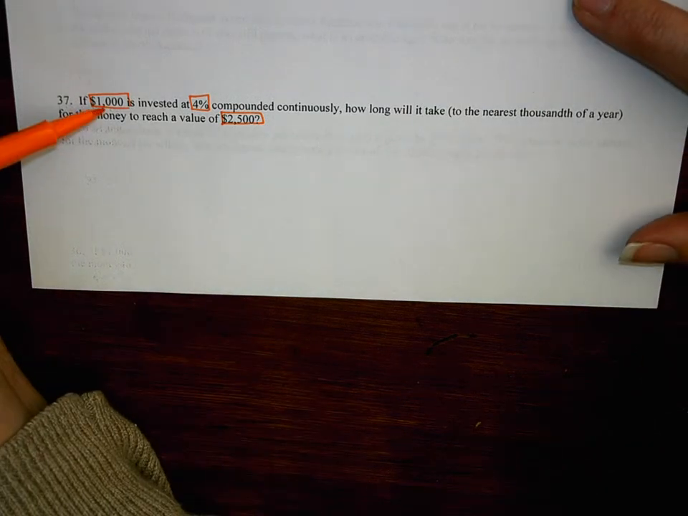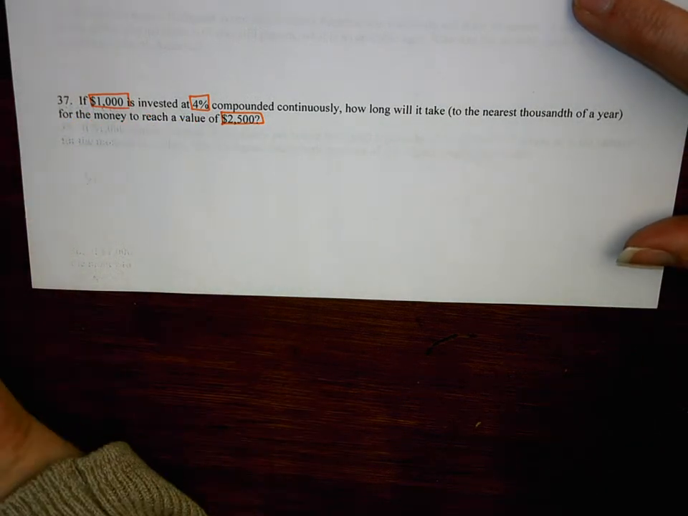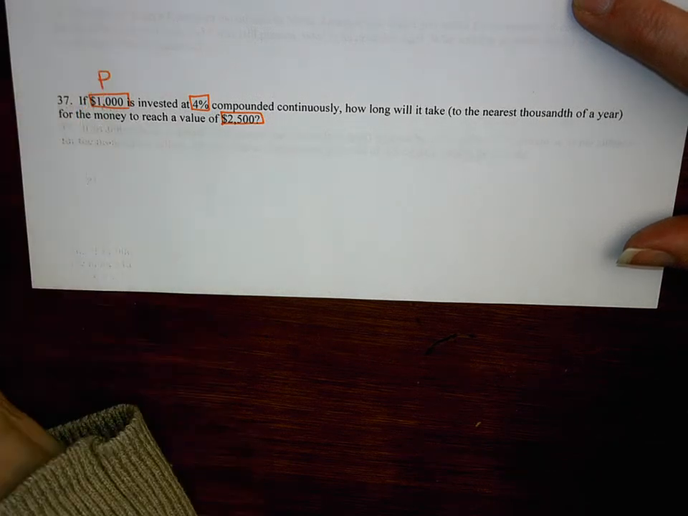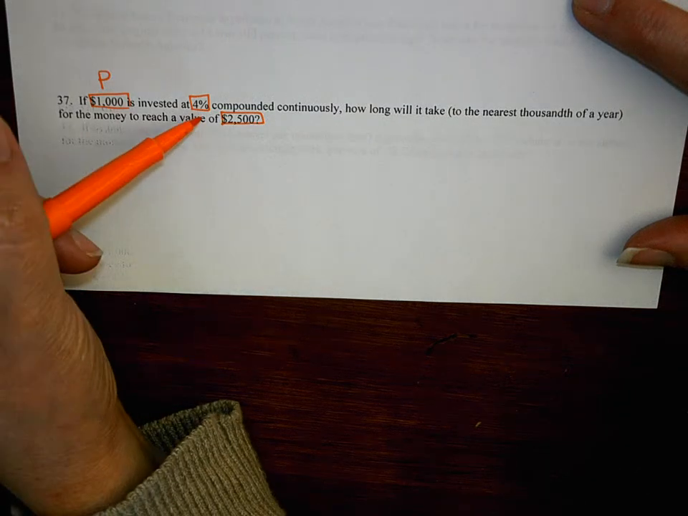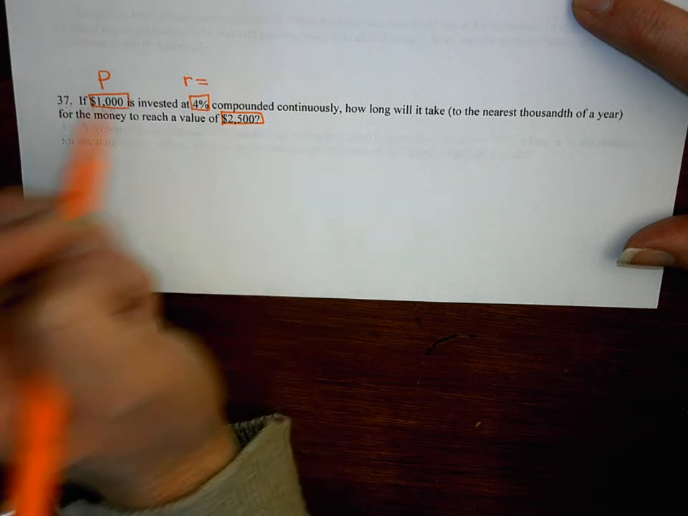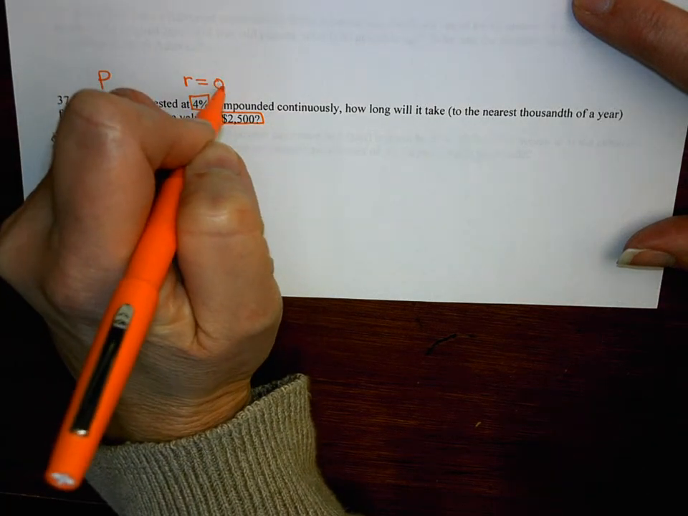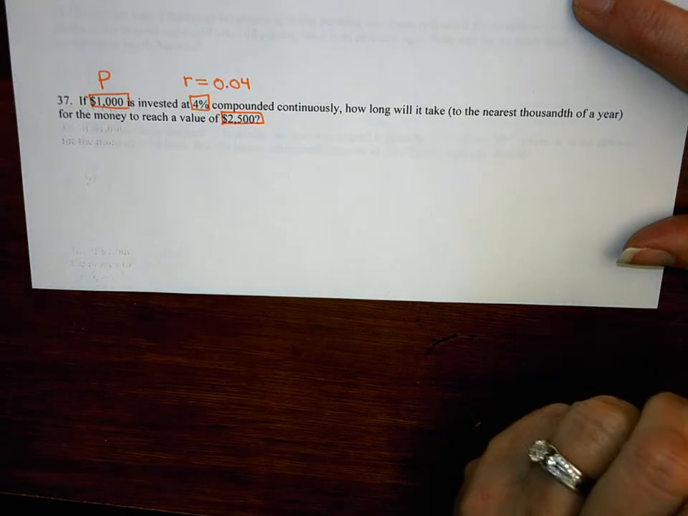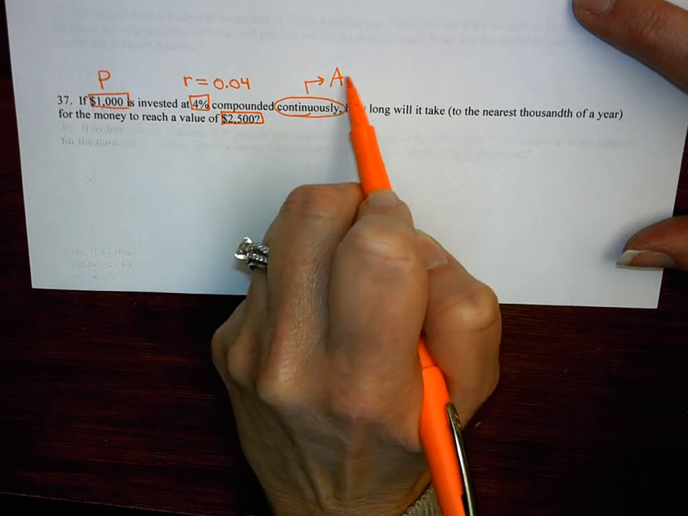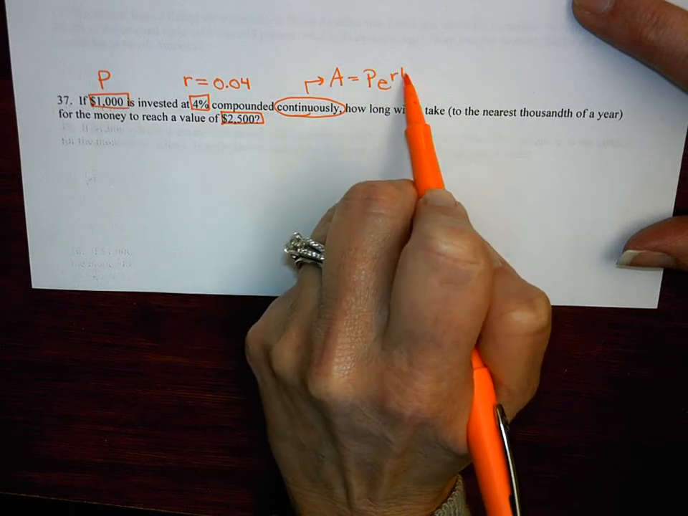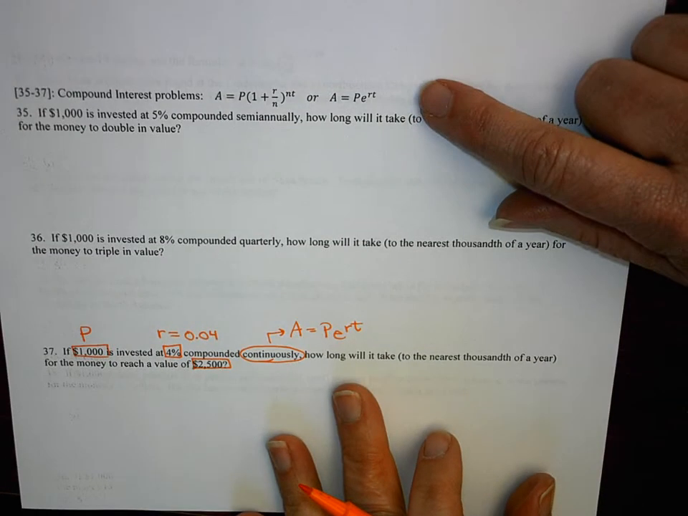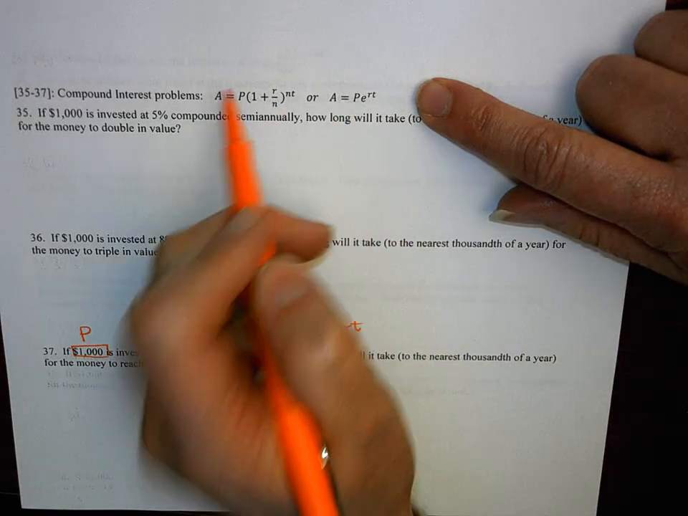So I have $1,000, and that's invested at 4%. So the 1,000 is the money I'm giving to the investment, so that would be my principal amount, so that's P. And then I'm invested at 4%, so that's my interest rate. And so then as a decimal, that would be 0.04. And then I'm compounding, but I'm compounding continuously. So then that formula is that, and so that should be on your notes somewhere. It's also at the top here. So this is the continuous one, and then not continuous.